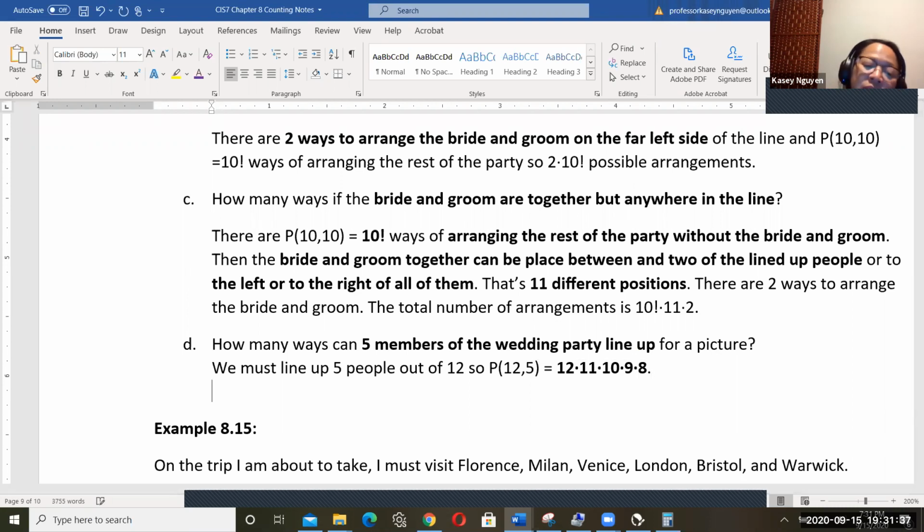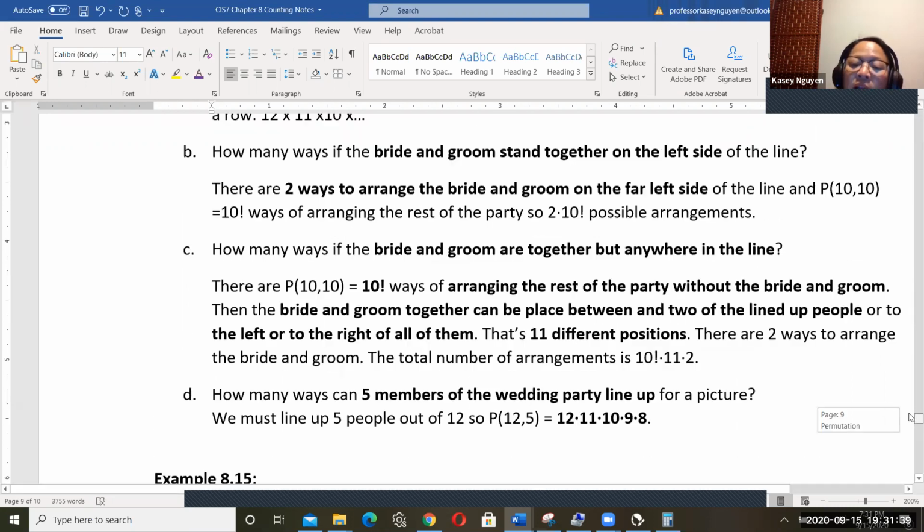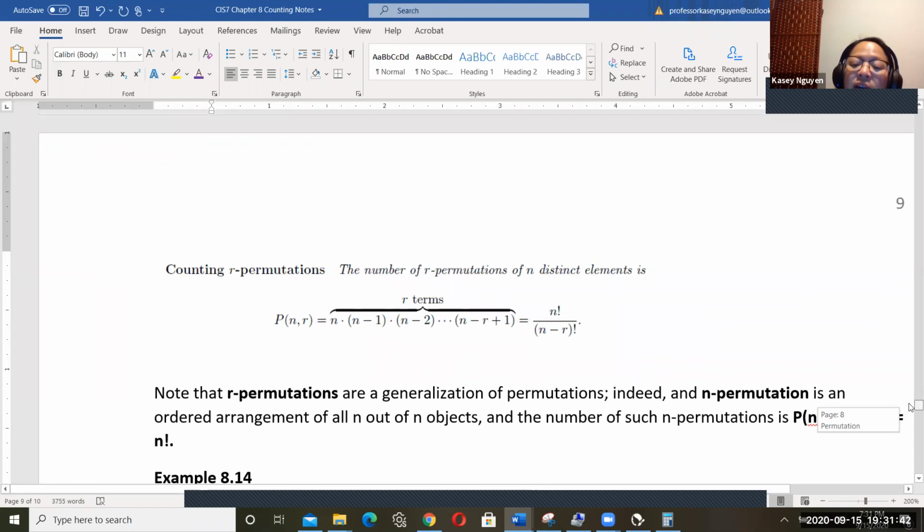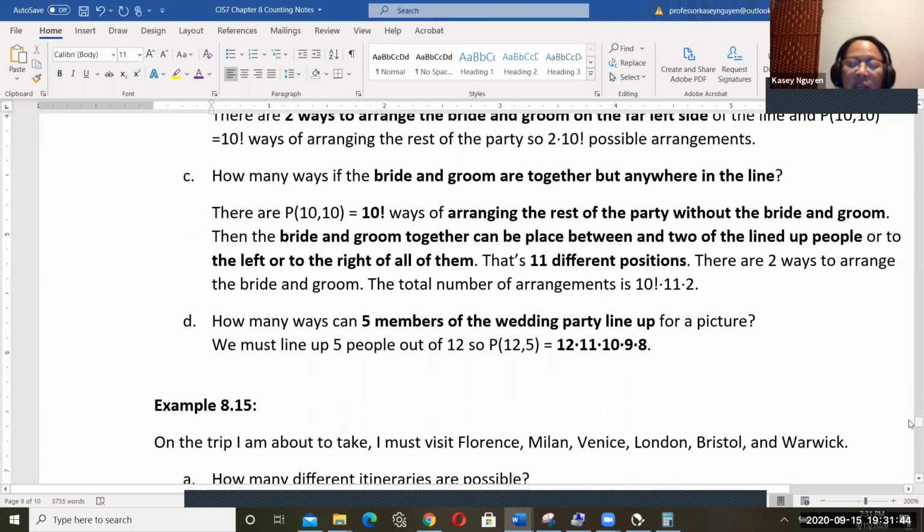Another way that we can do this is to use the formula that's given here. So we can say that we can do 12 factorial divided by 12 minus 5 factorial. So 12 minus 5 factorial. And that would give us also the distinct ways to pick 5 people for the picture.